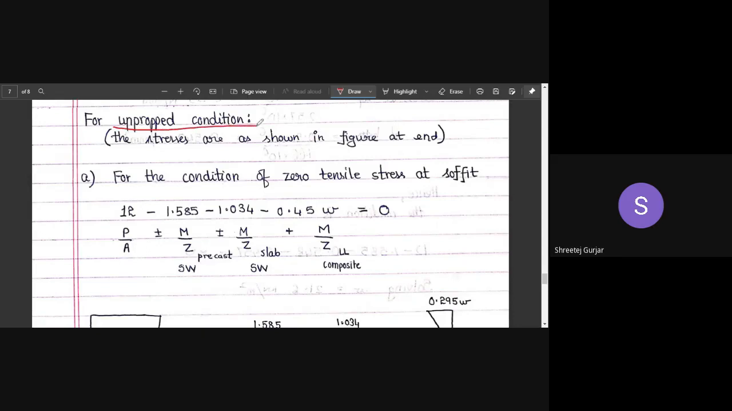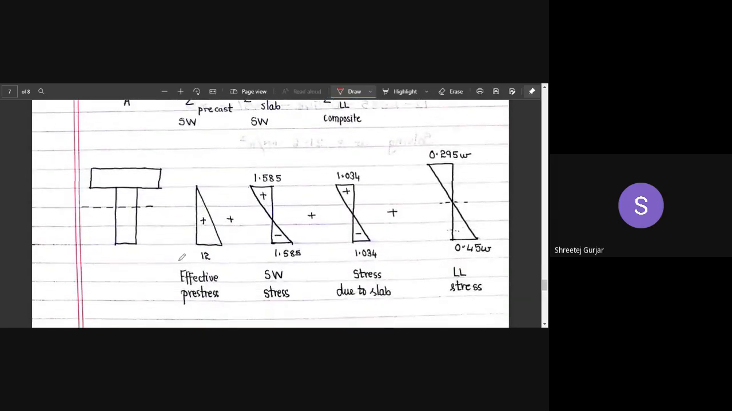For unpropped condition, the stresses are all as shown in the figure at the end. Right here, you can see stresses are like this for unpropped. This is the effective pre-stress 12, which we have calculated in the first diagram. Then the second one is the stresses due to self-weight of the precast beam. You can see this is common, plus or minus, same value at the top and at the bottom.